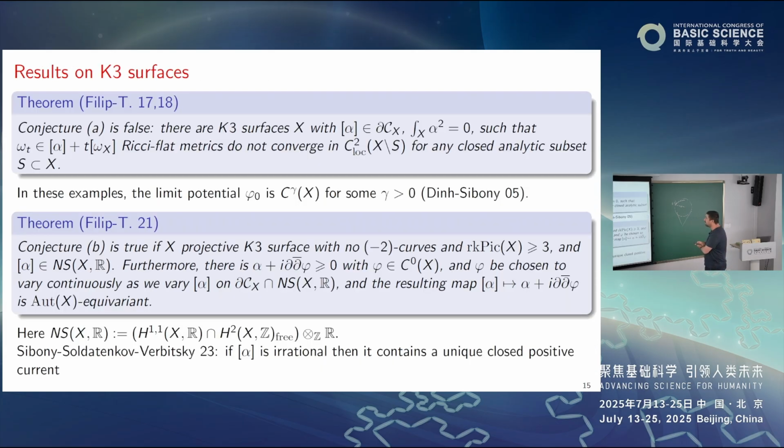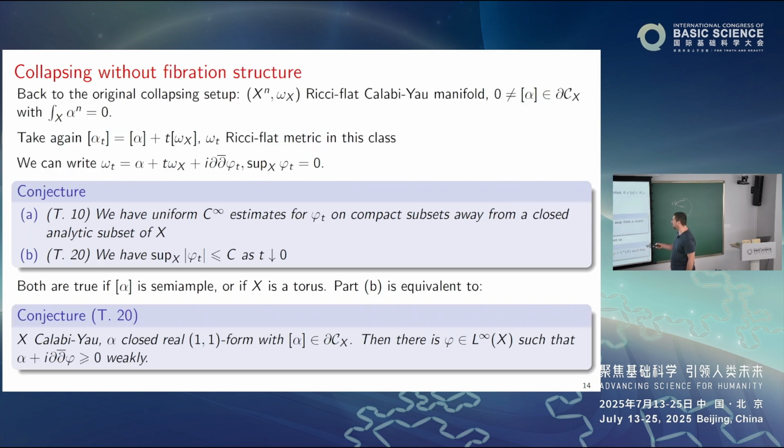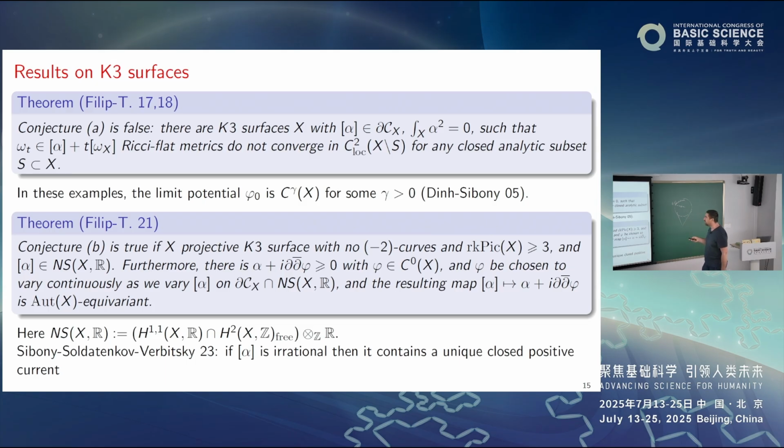So, two results about these conjectures. The first result, with Simeon Philippe from a few years ago, is that the first conjecture is actually completely false. The conjecture was that you have smooth bounds, C-infinity estimates, away from a small, let's say, analytic subvariety. It's not true at all.